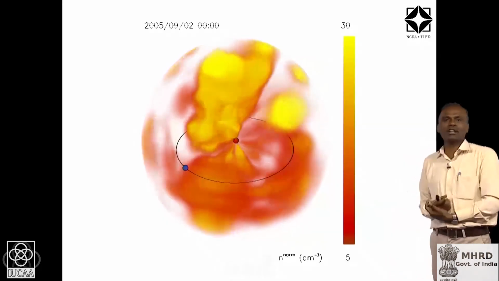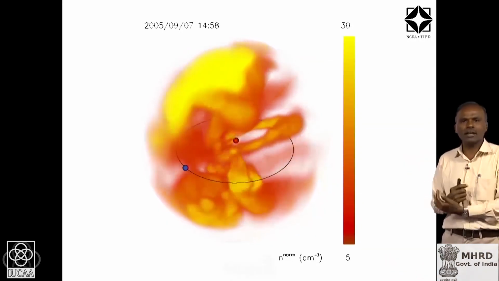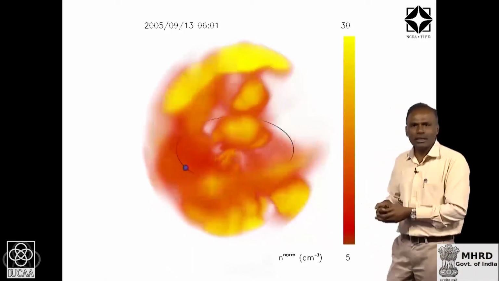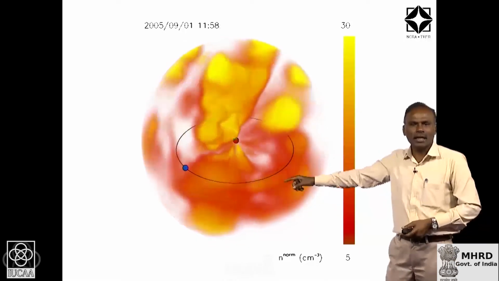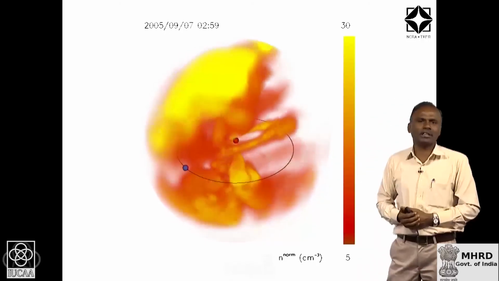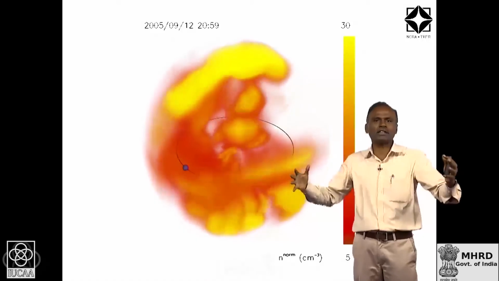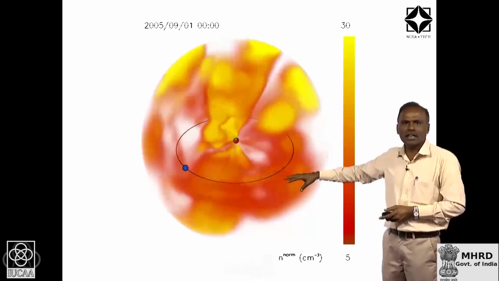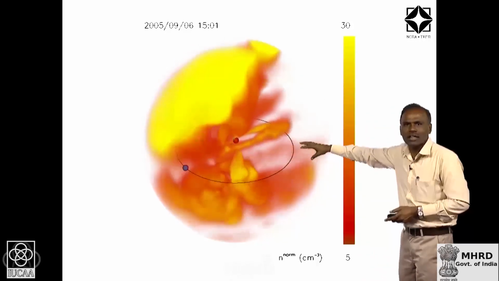This is the three-dimensional view of density turbulence, obtained from the Ooty measurements. In this plot, the circle indicates the orbit of the Earth, and the blue globe indicates the position of the Earth. With respect to the Earth, you can see how the density structures are moving. For example, in this movie you can see a big flux rope coming out of the Sun and moving away.